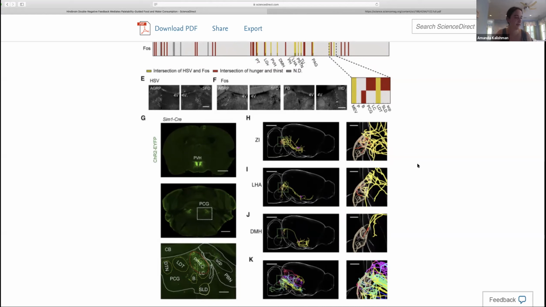Figure G shows that the PVH projects to the dorsolateral PCG, and that this area is called the peri-LC, which is the focus of basically the rest of the article. H is a view of ZI projecting to the PCG. The red axons are MEVB, PCG, LC, LDT, SLD, and then the yellow are other axon regions that were not specified. I and J are basically repeats of that, but with the LHA and DMH. K is an overlap of 6 additional neurons. Based on all of these results, they wanted to look further in the peri-LC and its surrounding sites to look into its role in regulating food and water consumption and regulating palatability.